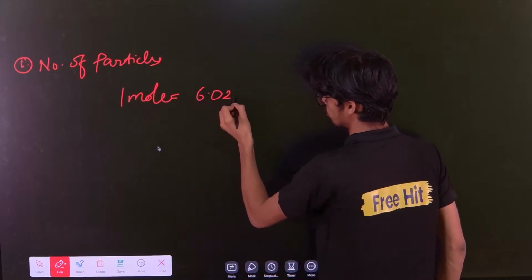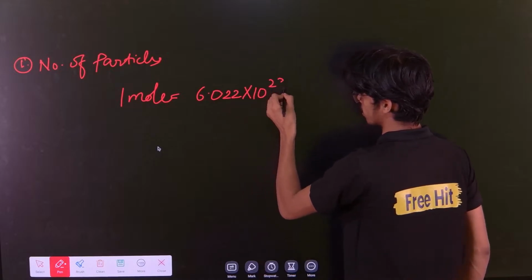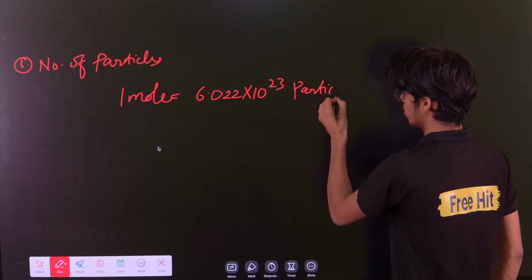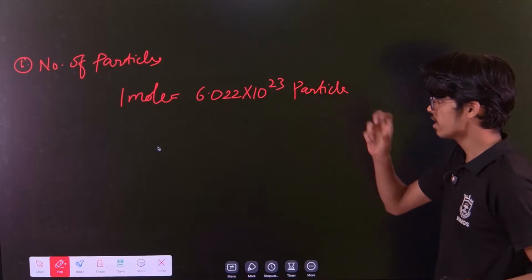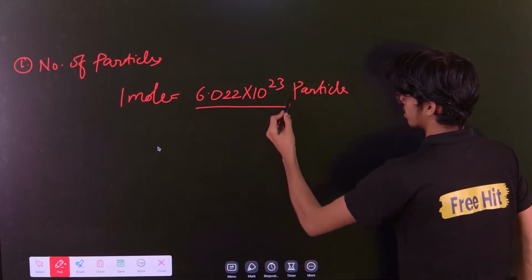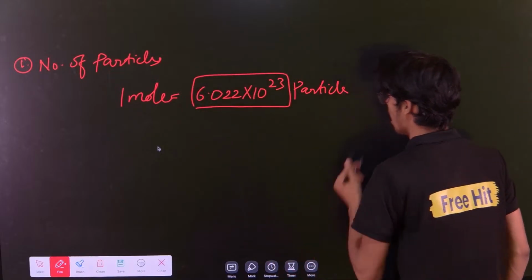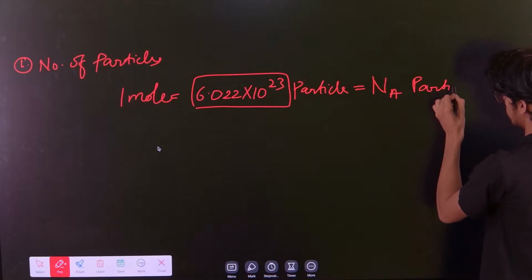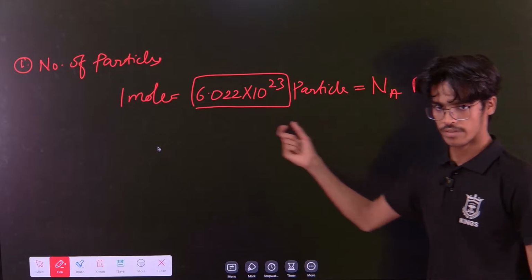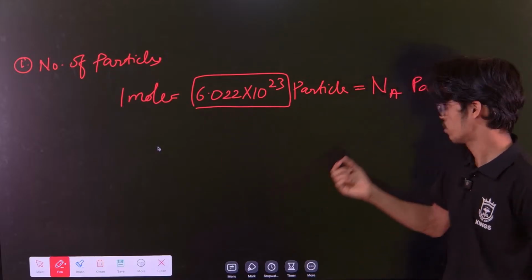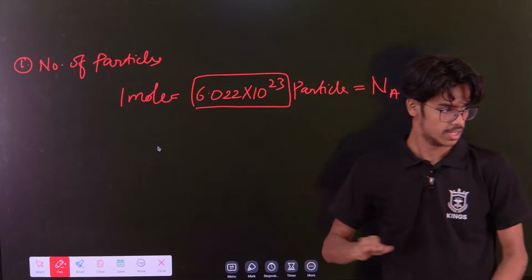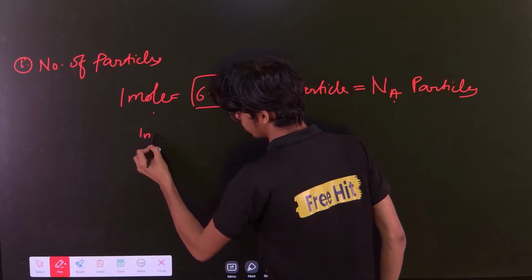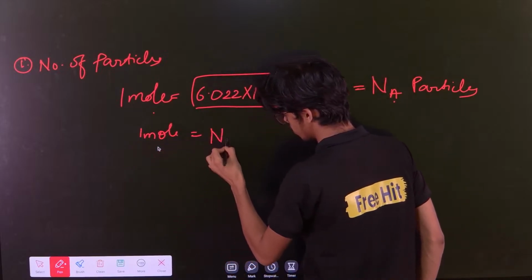6.022 into 10 to the power 23. This much number of particles are there in 1 mole. Now, instead of writing this big number again and again, I am just going to write Na. Na particles. Is that clear? Understandable? So instead of writing this particular number again and again, I am just going to write Na for this session. Now we have 1 mole for this Na number of particles. It means 1 mole is equal to how much? Na number of particles.